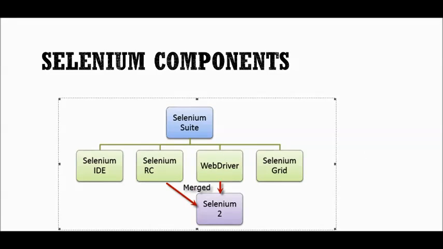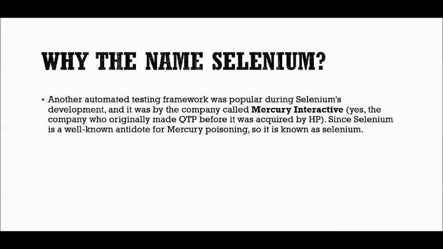Next, why the name of the tool is Selenium. In 2004, when Jason was creating Selenium, another tool called QTP was created by Mercury. And as we all know, Selenium is a very good antidote for Mercury, so the tool name is Selenium.